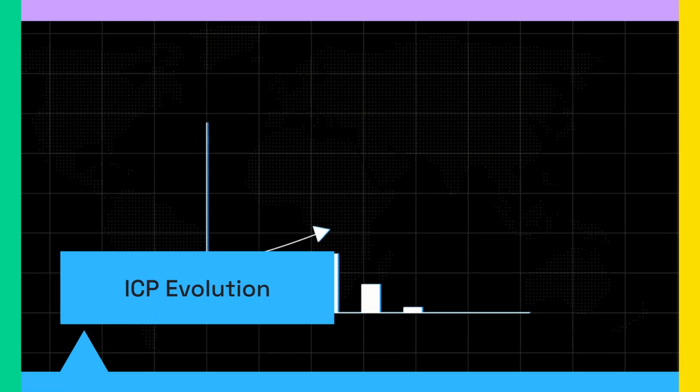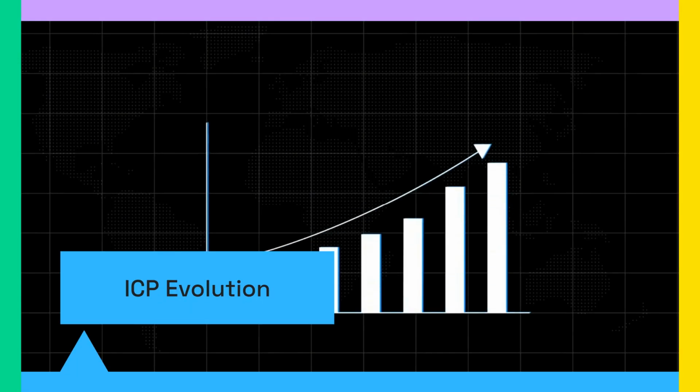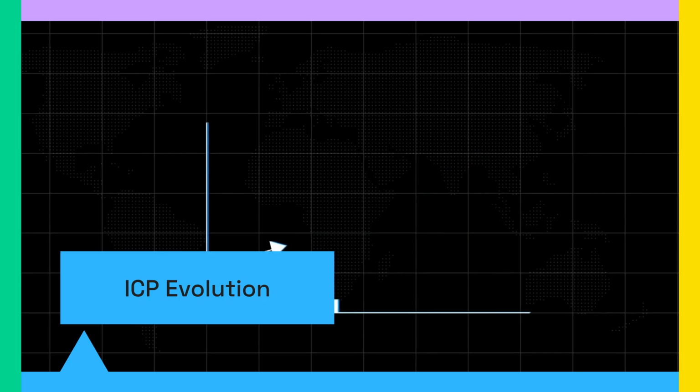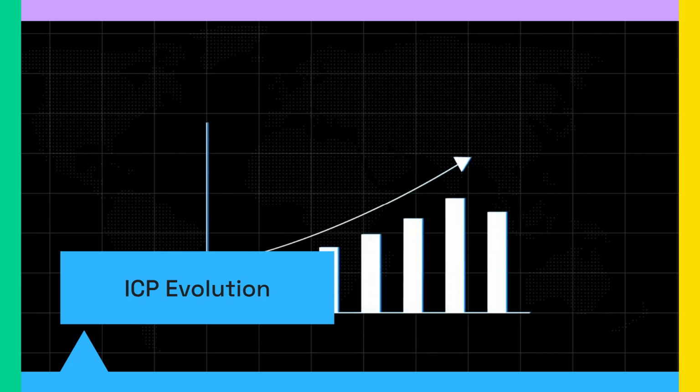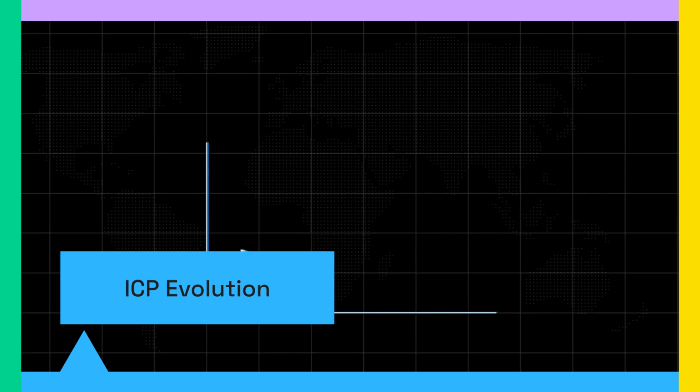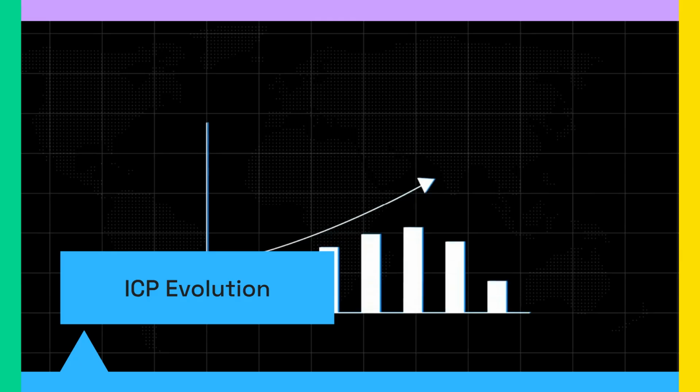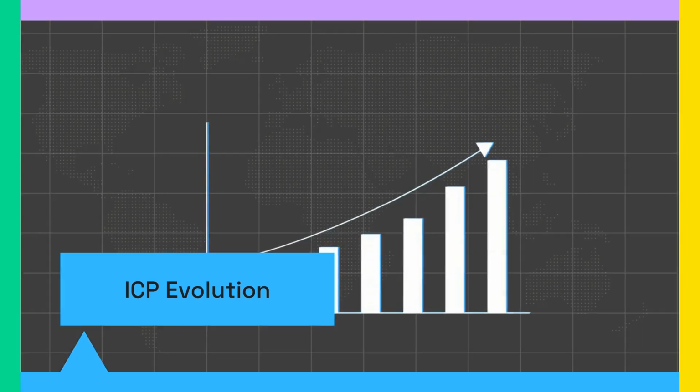Your ICP is not static. It's an evolving document. Review it quarterly. Conduct win/loss analyses, consider product changes, and adapt to market shifts. Continuous refinement ensures your ICP remains accurate and effective.